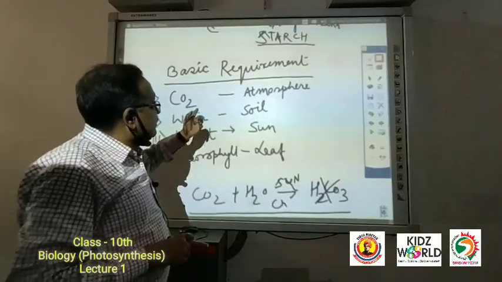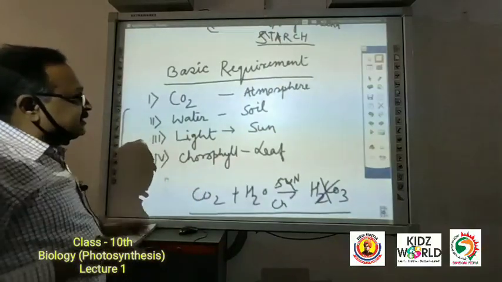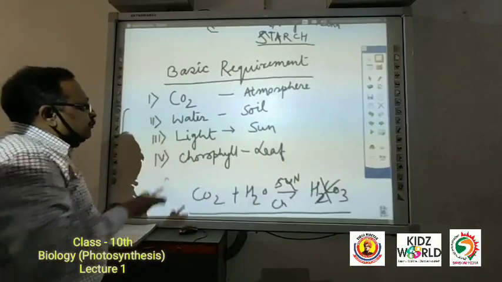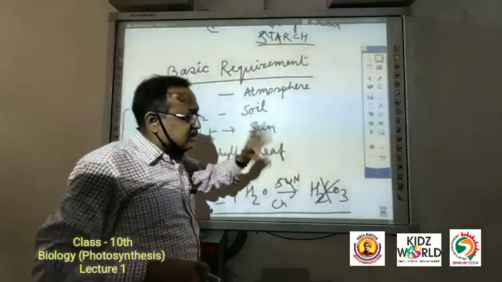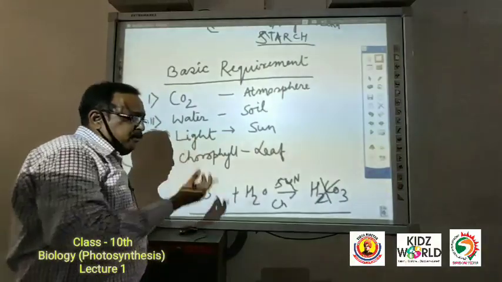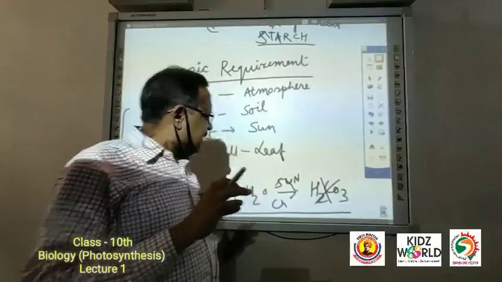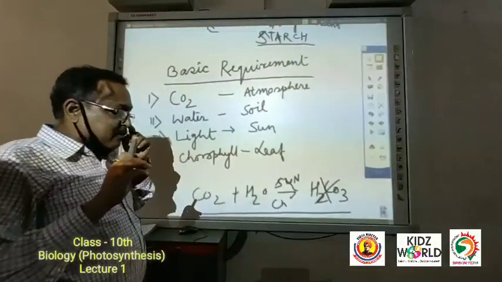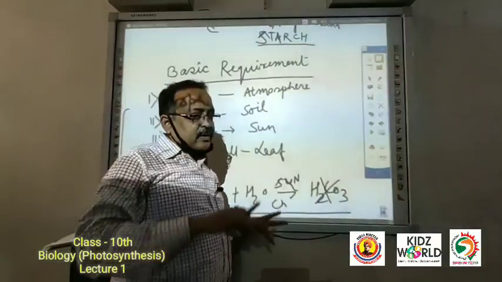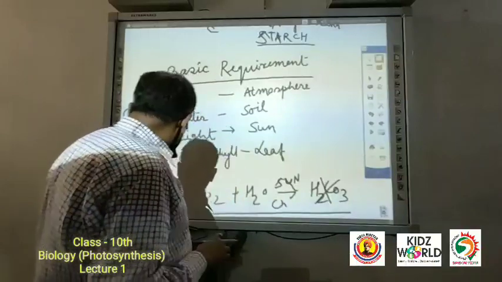So these are the basic requirements, and in your NCERT one question comes: how will you prove that carbon dioxide is needed, water is needed, sunlight is needed, chlorophyll is needed? There are small experiments for this. In the next class we will see those experiments. I will explain those experiments when we join our school. At that time some practicals will be there.